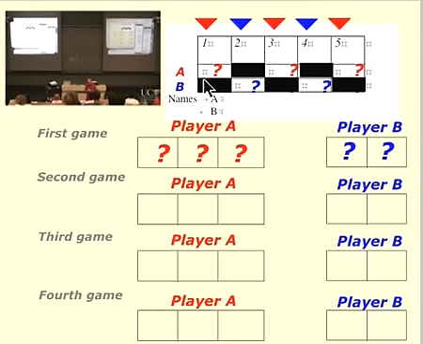Just before I do that, I'll tell you what the game actually is. It's called Stop Go, and it's a very simple game. We have an A player on the left-hand side, and a B player on the right-hand side. The A player gets to go first, and they can say stop or go.